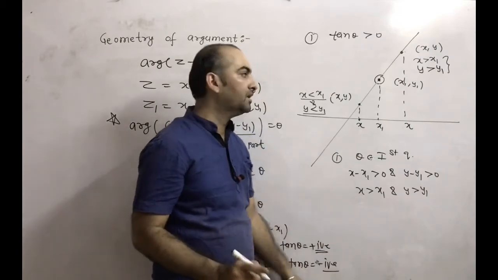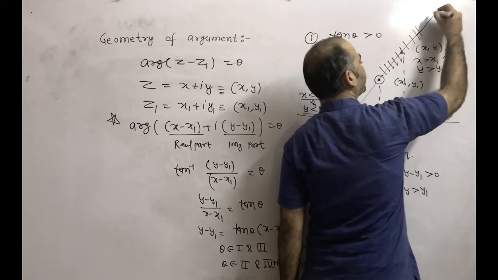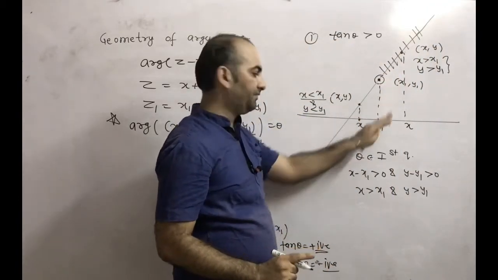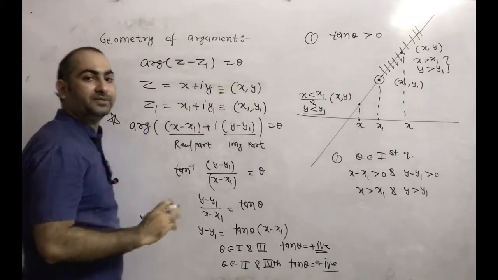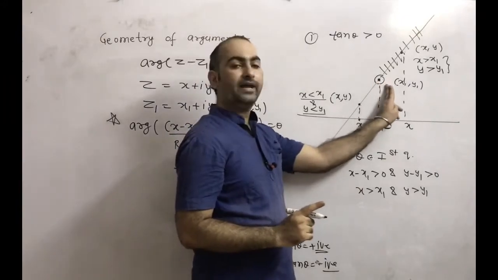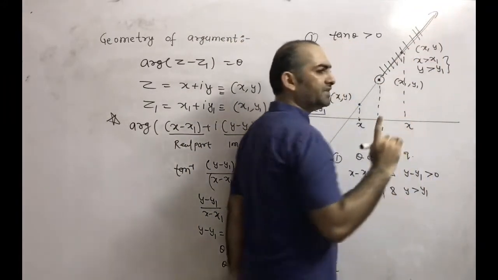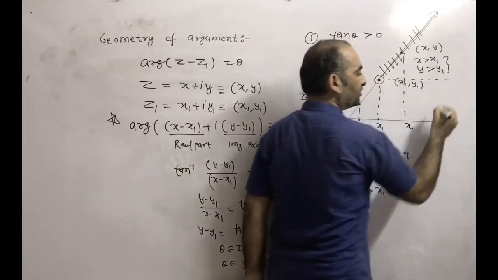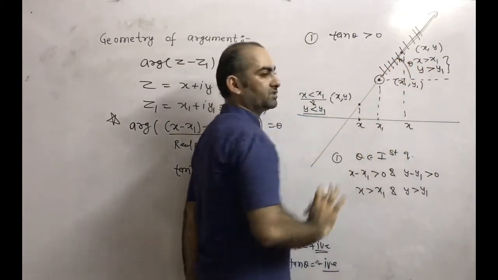So which portion will come? The above portion, this portion will come. That means x comma y lies above this point, so z1 is not included. If theta is in the first quadrant, then argument of z minus z1 equal to theta represents a ray originating from this point and going upward, because theta is in the first quadrant. This is the real axis, so if you draw a line parallel to the real axis, this angle is theta, and theta is in the first quadrant.